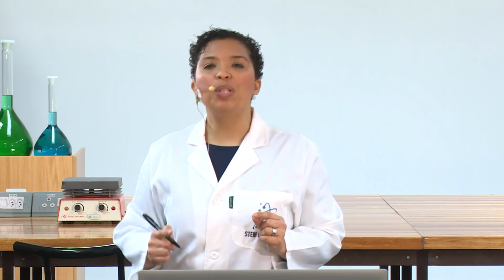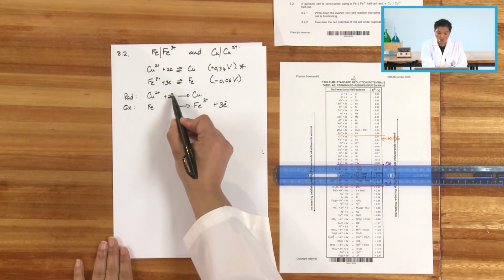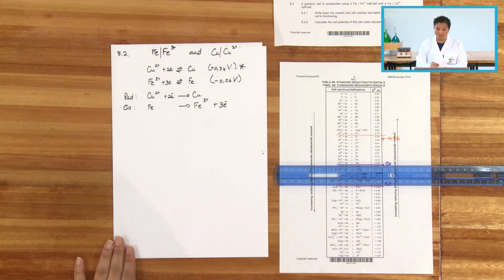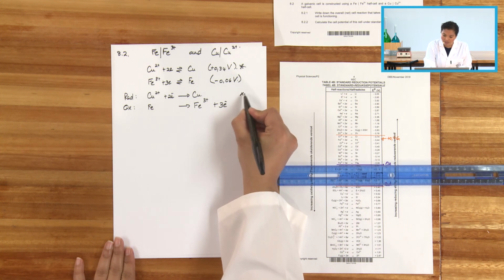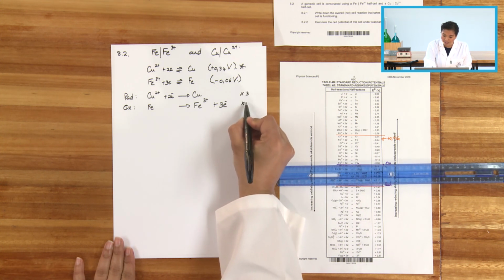Now, remember what we said earlier, we can only cancel out those electrons if the number of electrons is the same on the left and the right of the arrow. I've got 2 electrons gained and 3 electrons lost. Those are factors of 6. So I'm going to multiply this reaction by 3 and this reaction by 2.